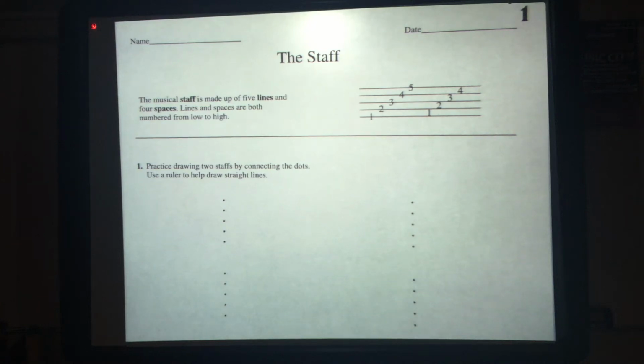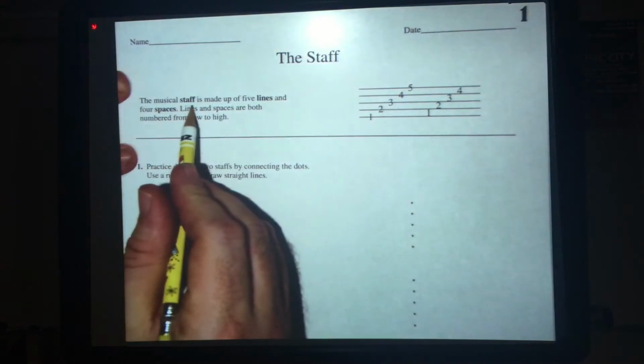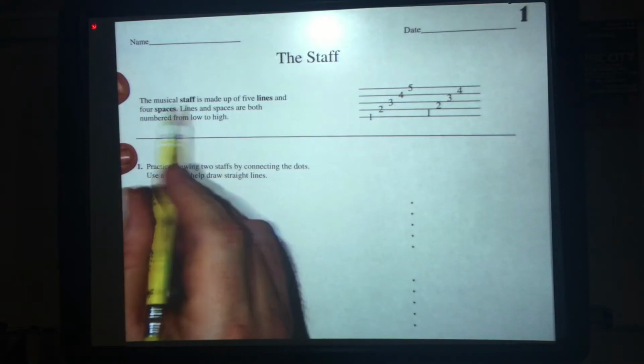Today we're going to learn about the staff. This is page 1 in your music theory workbook. Here's some vocabulary words for you. These are always going to be on your exam.